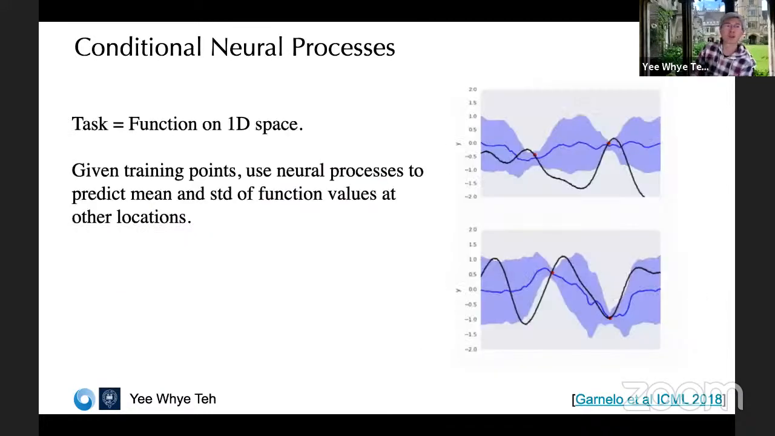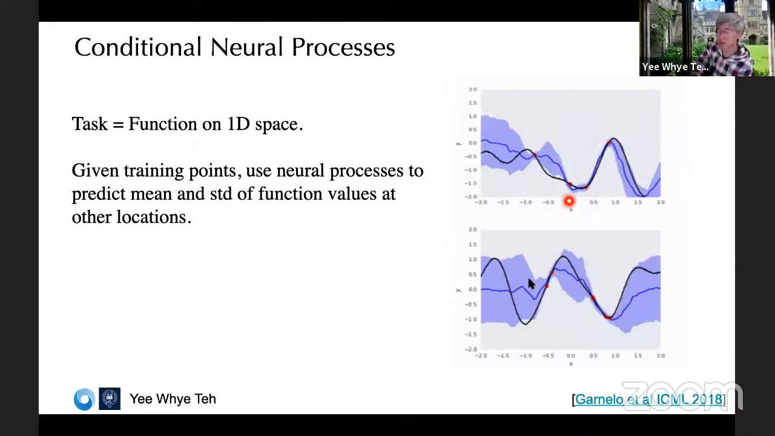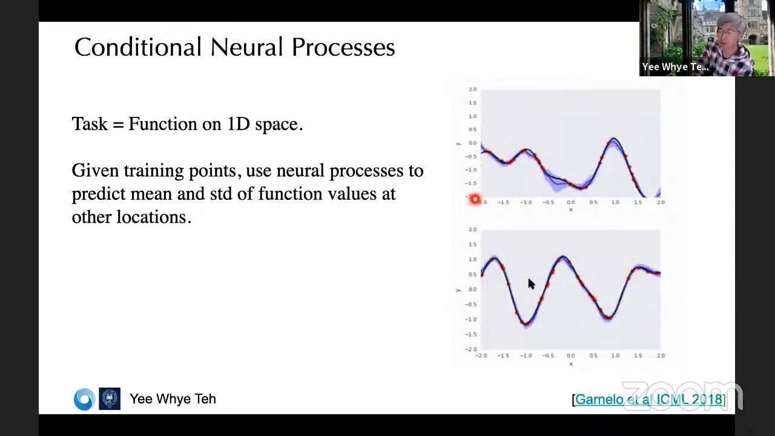Okay. Cool. So I'd just like to show some examples. So here, each task is a function on a 1D space. So we have an input space on the x-axis and the output is the y-axis.